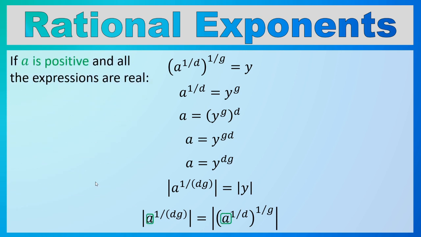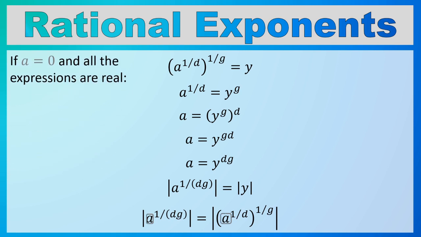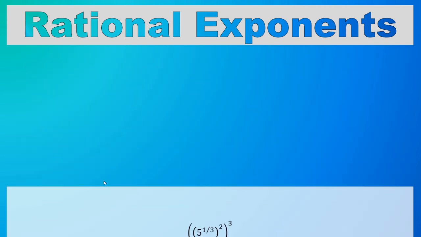If a is positive and all expressions are real, then that is positive, and that is positive. So without the absolute values, the left and right hand side are positive, and so the left and right hand side are equal. If a is negative and all expressions are real, then that is negative, and that is negative. So without the absolute values, the left and right hand side are negative, and so they are equal without the absolute values. If a is 0 and all expressions are real, then that is 0, and that is 0. And so we have the left and right hand side to be 0 without the absolute values, and so we know they're equal without the absolute values.